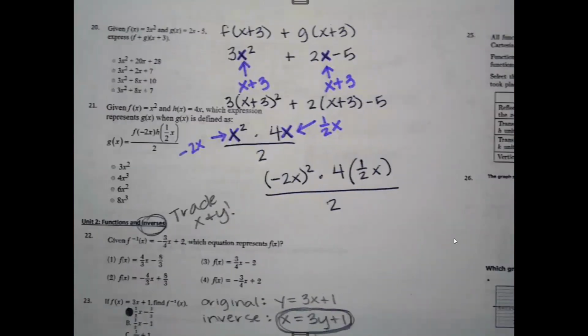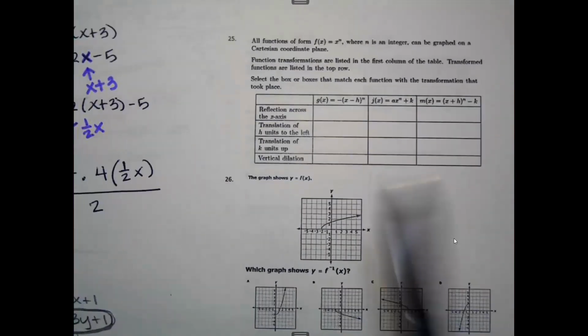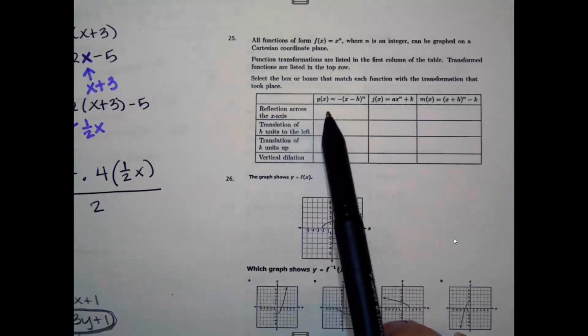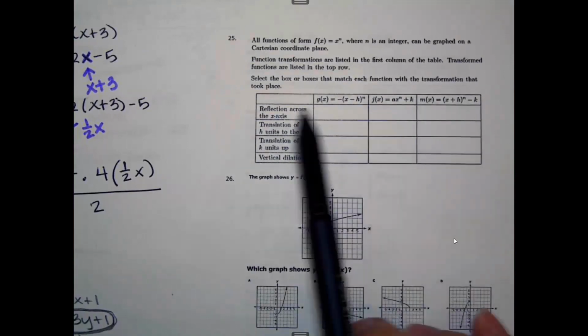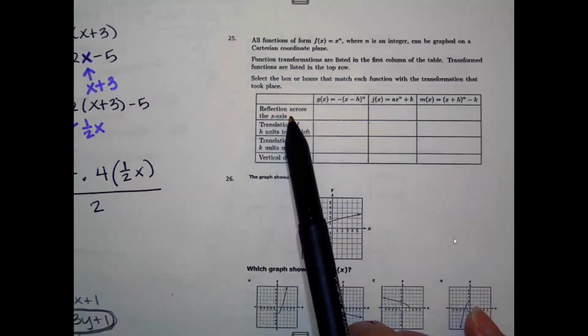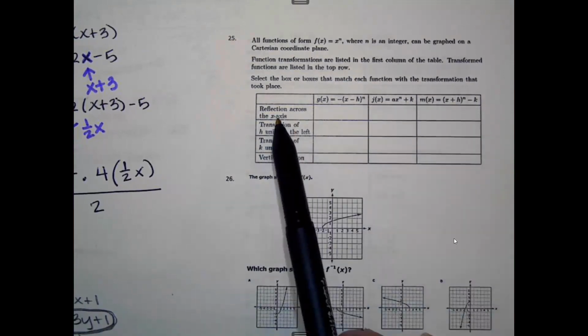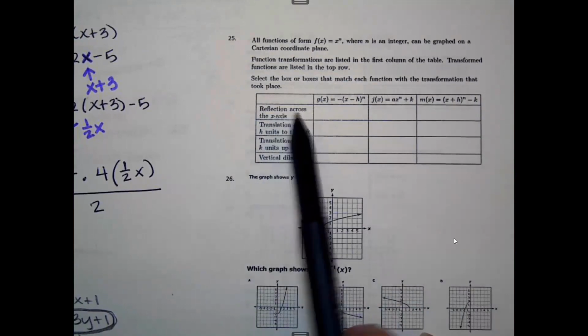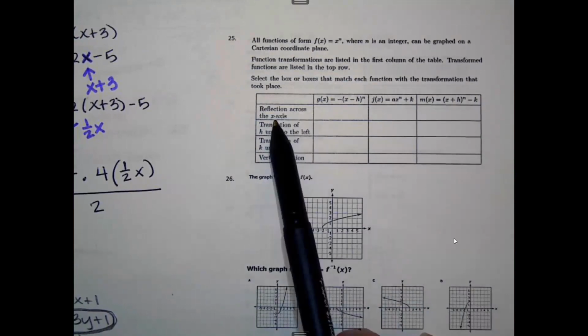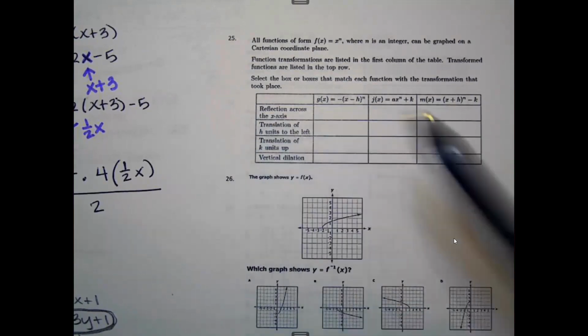Okay, 25. So you just have to put a check in whichever column has this transformation. So we're going to do first, second, or third column. Which one has a reflection over the x-axis? First, second, or third column? First, because it has a negative in the front.